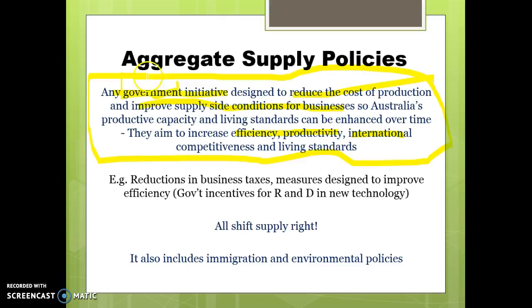Some examples, and we'll look at these in more detail: reducing business taxes to promote investment, government incentives for research and development, all things that are going to shift the supply curve to the right in the long term. Immigration and environmental policies are also examples of supply side policies, giving us a greater access to workers and trying to preserve our environment in the long term.